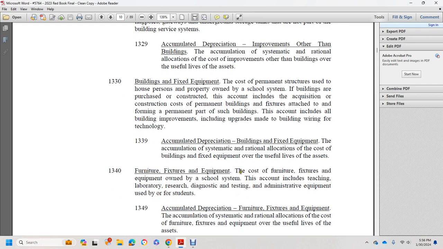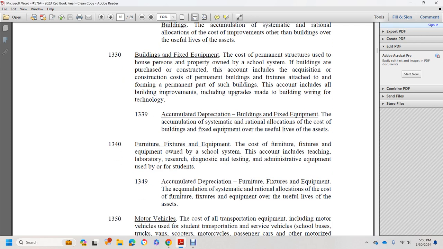1340. Furniture, fixtures, and equipment: the cost of furniture, fixtures, and equipment owned by the school system. The account includes teaching, laboratory, research, diagnostic, testing, and administrative equipment that is useful for students. 1349. Accumulated depreciation, furniture, fixtures, and equipment: the accumulated systematic and rational allocation of the cost of furniture, fixtures, and equipment over the useful lives of the assets.